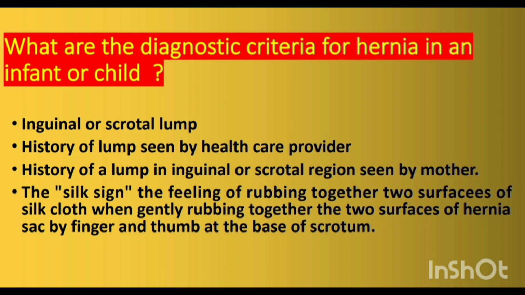Question: what are the diagnostic criteria for hernia in an infant or child? Answer: inguinal or scrotal lump, history of lump seen by a healthcare provider, or history of lump in the inguinal or scrotal region seen by the mother, or the silk sign positive. The silk sign is the feeling of rubbing together two surfaces of silk cloth, when we gently rub together the two surfaces of the hernia sac by finger and thumb at the base of the scrotum.